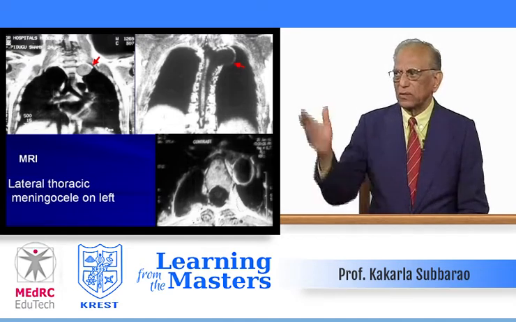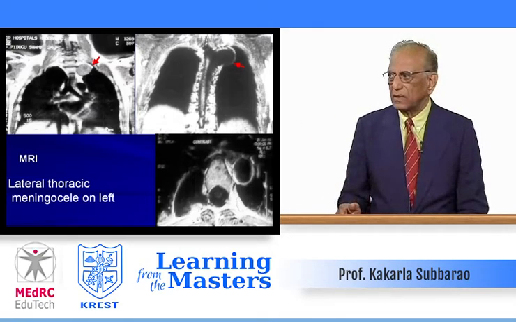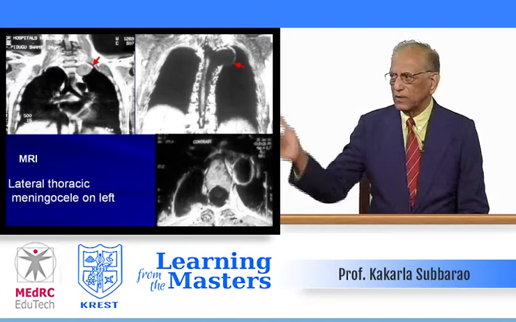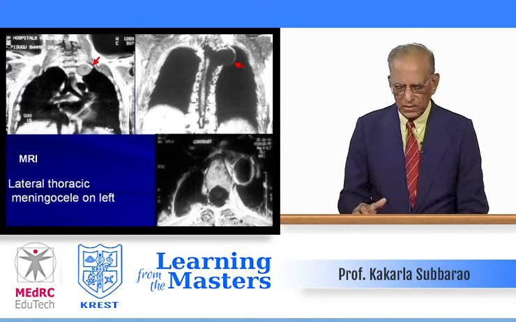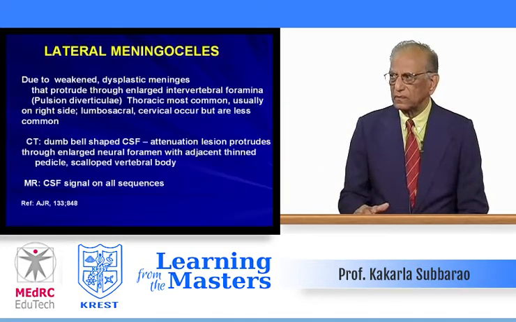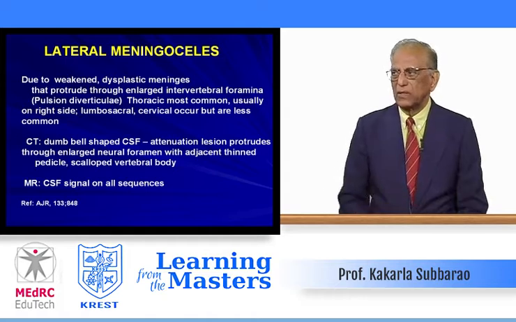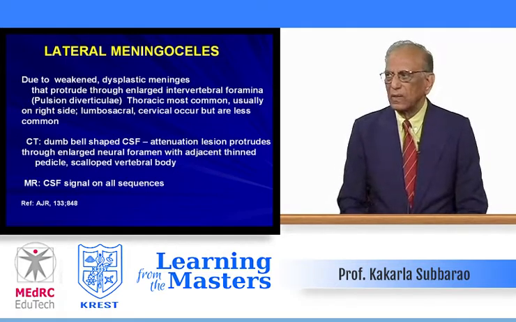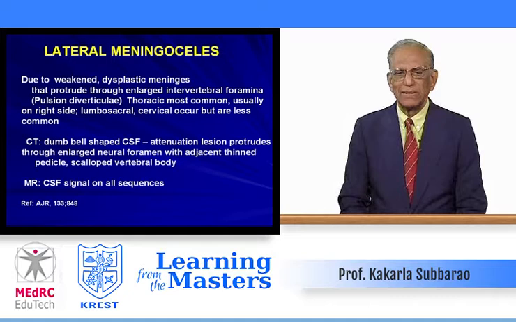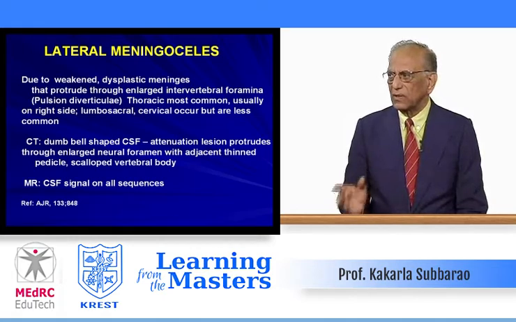MRI, lateral thoracic meningocele, the one on your left side, shown on cross-sectional and coronal sections also. Lateral meningoceles, a word about it: they are due to weakened dysplastic meninges that protrude through enlarged endovertebral foramina. They are also sometimes called pulsion diverticula. Thoracic is most common, usually on the right side. Lumbosacral and cervical can also occur, but they are less common.